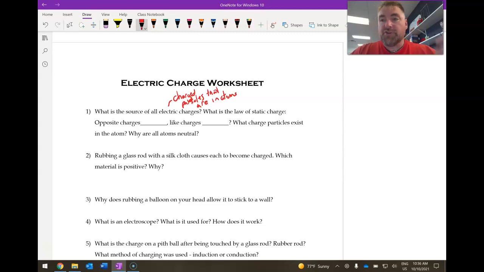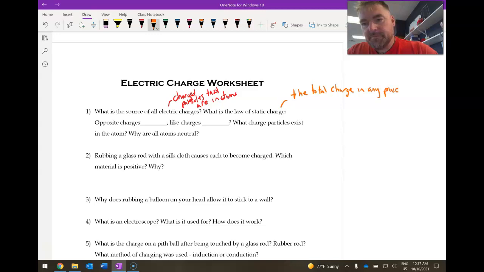The law of static charge is probably a better way of saying this: what's the law of conservation of charge? It is that the total charge in any process is constant. You will see me write this out as LOCC, so law of conservation of charge. The total amount of charge you have at the beginning has to equal the total amount of charge at the end.